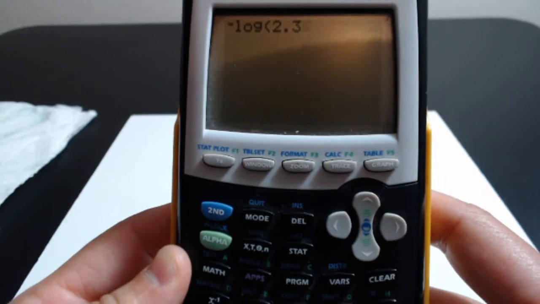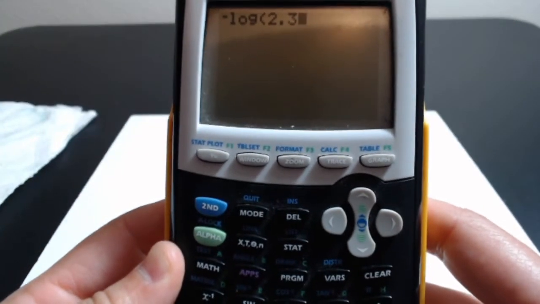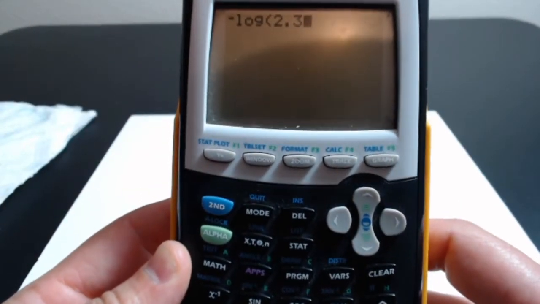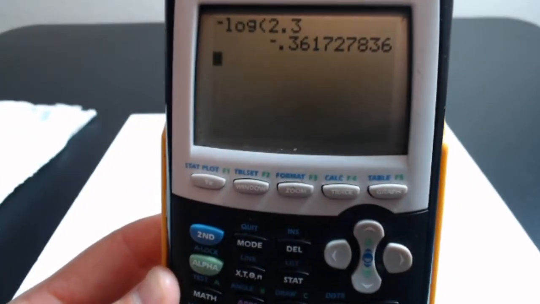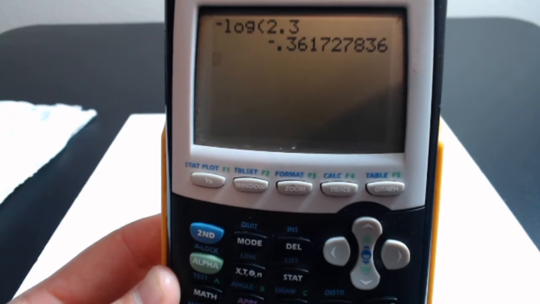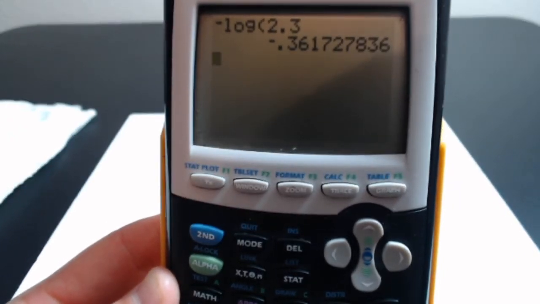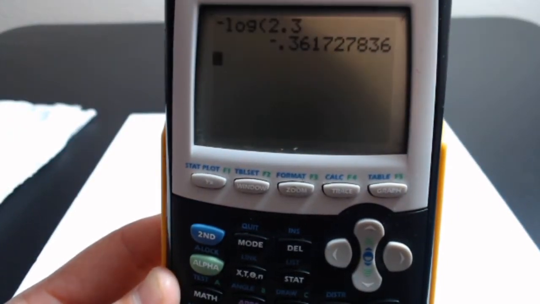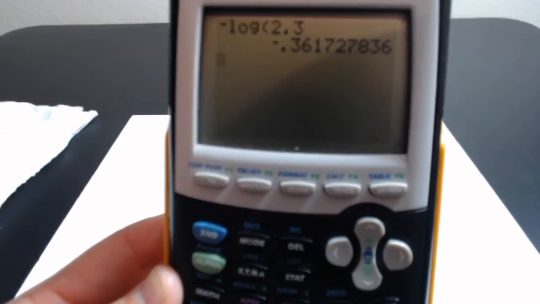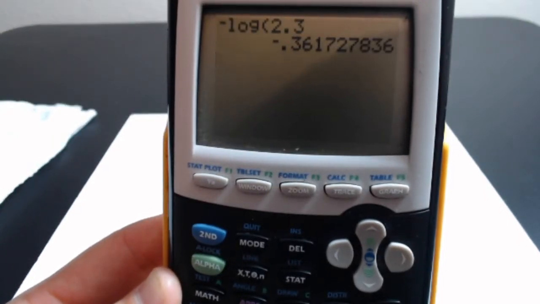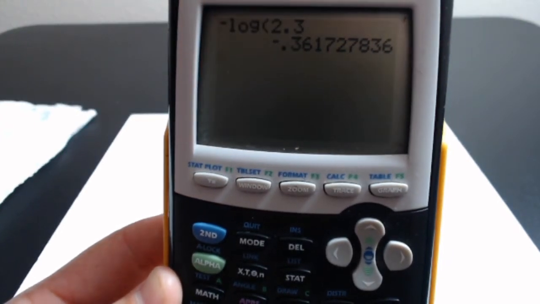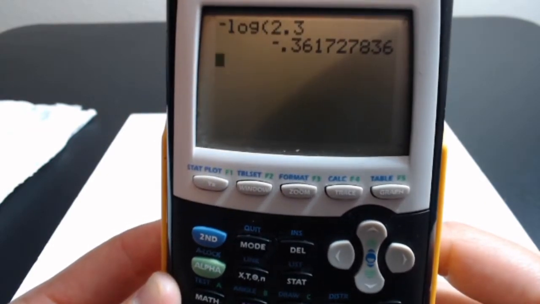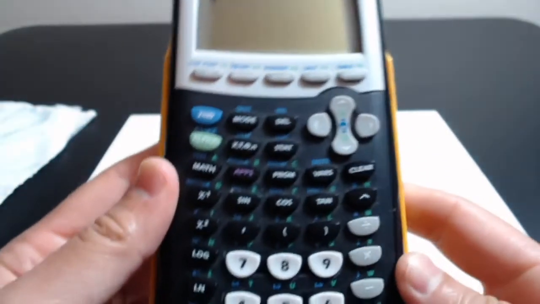And it's still open, but I don't have to close it. I can leave it open. It doesn't make a difference. All I do now, hit enter. There you go. Negative 0.3617, blah, blah, blah. 2 sig figs in our hydrogen concentration, so we only needed 2 sig figs in our pH. There you go, negative 0.36 pH. Very, very, very acidic.